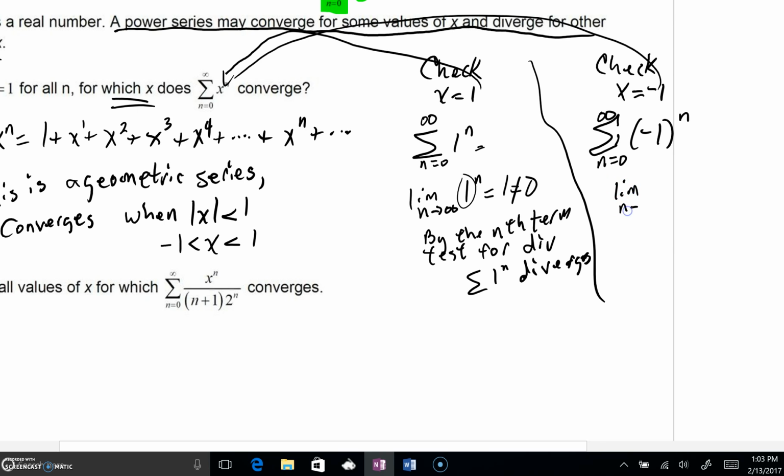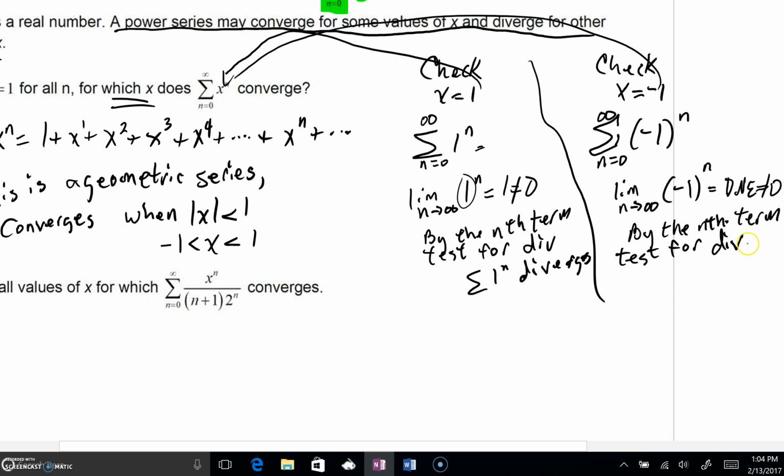Well, let's think about that nth term test once again. The limit as n goes to infinity of negative 1 to the n. What's that limit going to arrive at? It doesn't exist. You'd be bouncing between positive 1 and negative 1, and that's not 0. By the nth term test for divergence, you're seeing the other endpoint doesn't work.